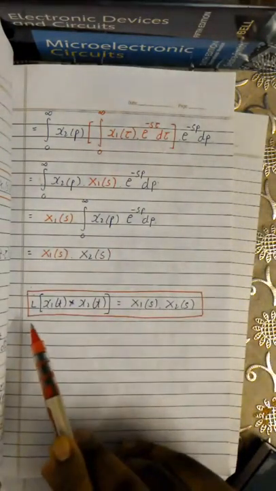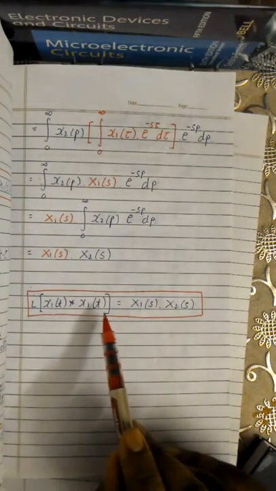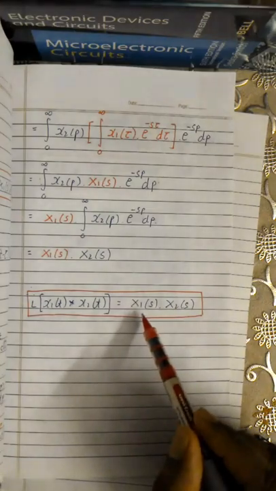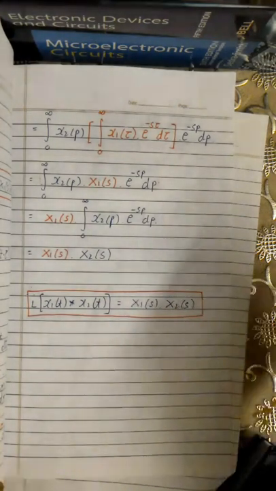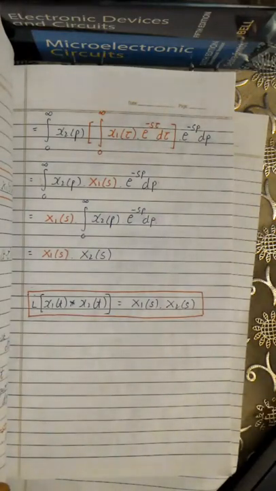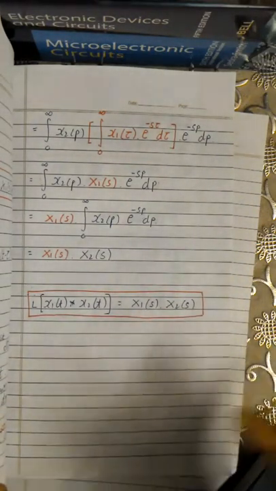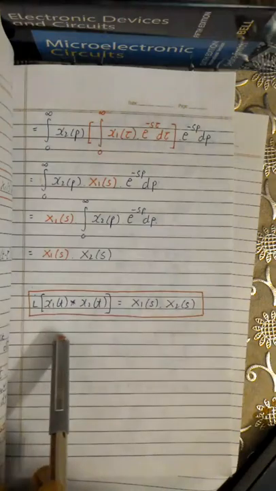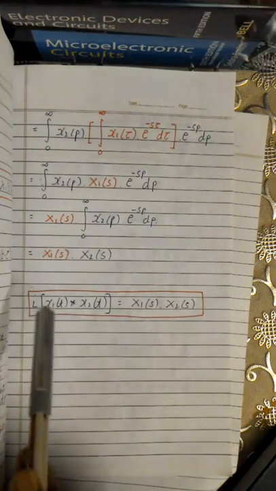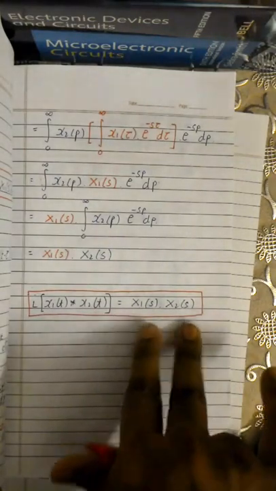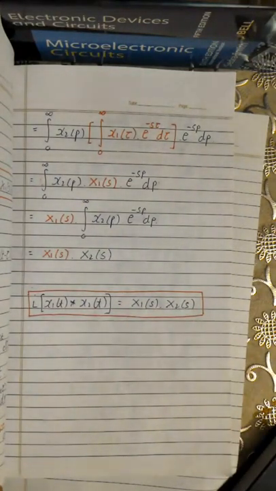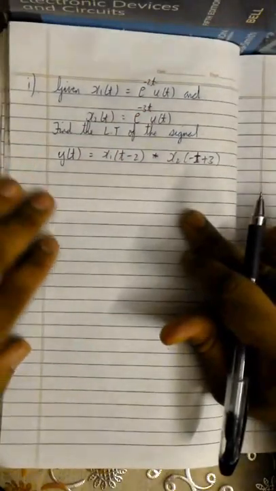Therefore the Laplace transform of x1 of t convolution x2 of t is nothing but x1 of s into x2 of s, which means the quicker way of finding the convolution is, instead of applying the convolution equation, find the Laplace transform of the individual functions and then simply multiply these two functions. Okay, now let's do this problem.